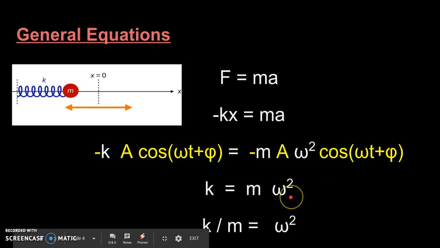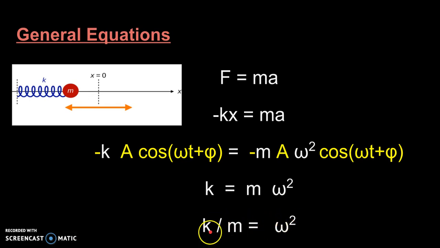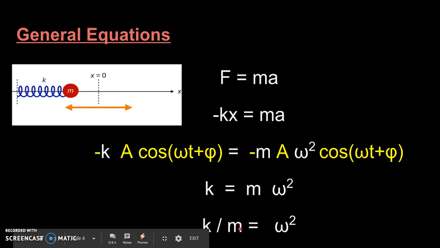And the angular frequency, which is how fast your cosine function is going to change, is going to be equal to the square root of k over m. Or right here I have it written as omega squared is k, the spring constant, divided by the mass. So if you have a bigger mass, it'll oscillate slower. If you have a stiffer spring, it'll oscillate quicker.